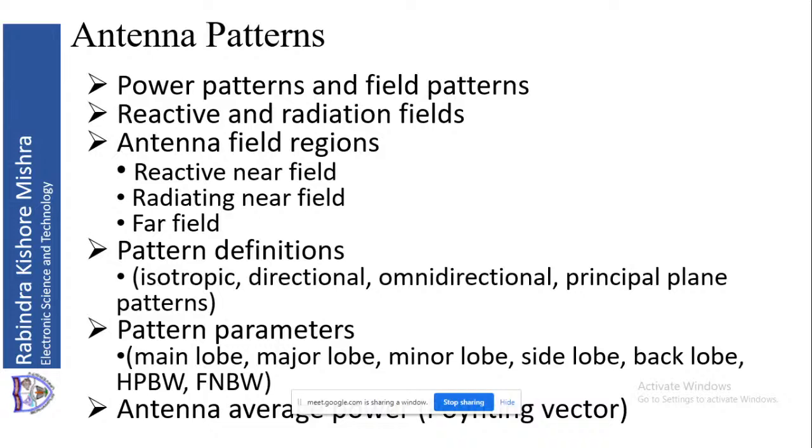In section 1 you have antenna characteristics. The important part, for me, is the antenna pattern. The antenna pattern is subdivided into groups: power patterns and field patterns. Now what is the difference between power pattern and field pattern?